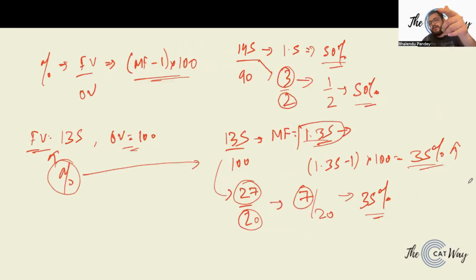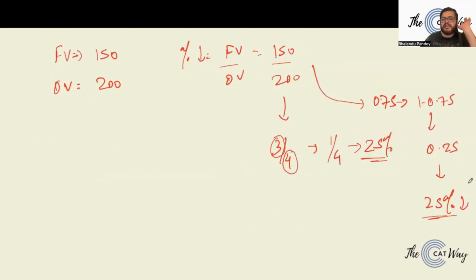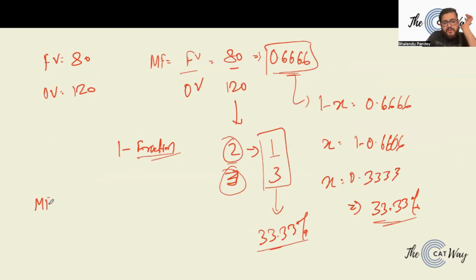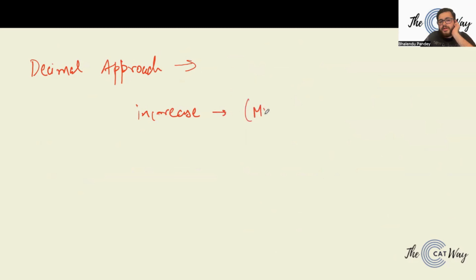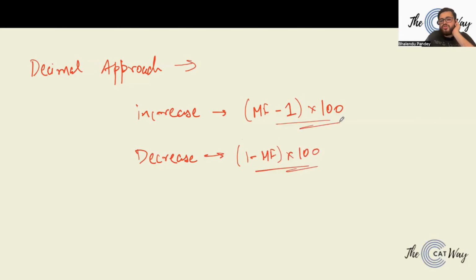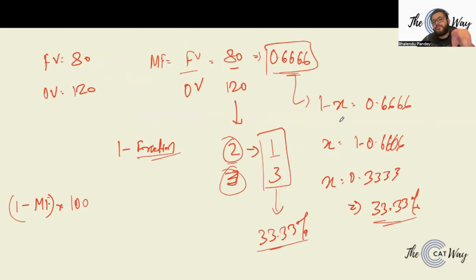Right. So in the case of increase, if you go by the decimal approach, it's a simple thing: remove 1 and multiply by 100. In the case of decrease, it works slightly differently. Whatever multiplying factor you get, subtract that from 1 and then multiply with 100. So let me write down the decimal approach as well. For increase, it's going to be multiplying factor minus 1, multiplied by 100. And for decrease, it is going to be 1 minus multiplying factor, multiplied by 100. So I hope I've made myself clear on how to use the decimal approach as well as the fraction approach.